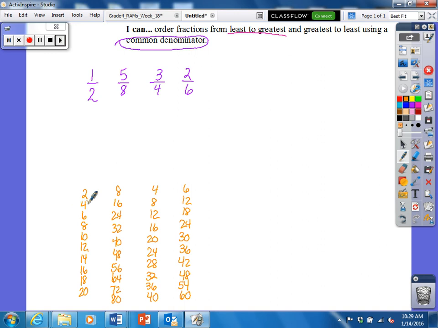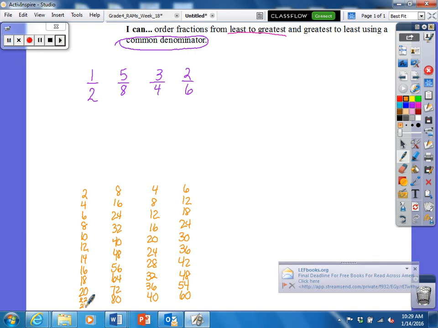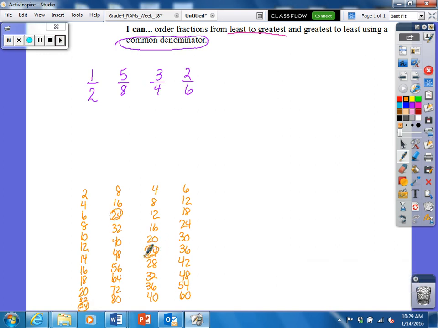So then we're going to look across and see if we find a common multiple. 8, 8, 8, no. 12, 12, 12, no. I might have to go a little bit farther on my 2. 22, oh, 24, I see it. 24, 24, 24, and 24. So I've got to convert all of these to have denominators of 24.